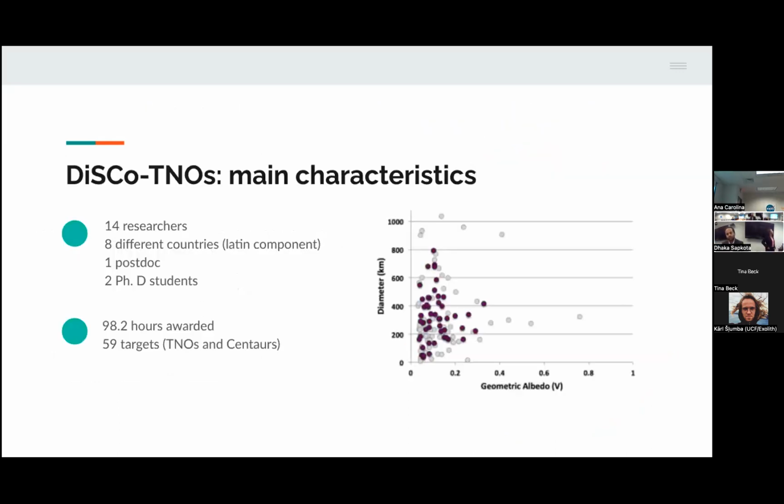DISCO has 14 researchers from 8 different countries, 1 postdoc, me, and 2 PhD students. We were awarded almost 100 hours in JWST, and we have a sample with almost 60 targets.